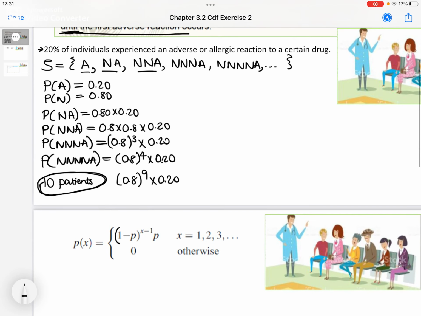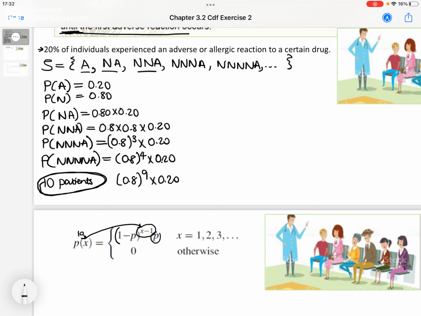So we see that there is a pattern here. And so the probability, or PMF function, can be given as (1 minus p) to the power x minus 1. So if we did the trial 10 times for 10 patients, then 9 of them did not get an allergic reaction, and the 10th one did, right? So the PMF is given as (1 minus p) to the power x minus 1 times p, where p is the probability of getting an allergic reaction.